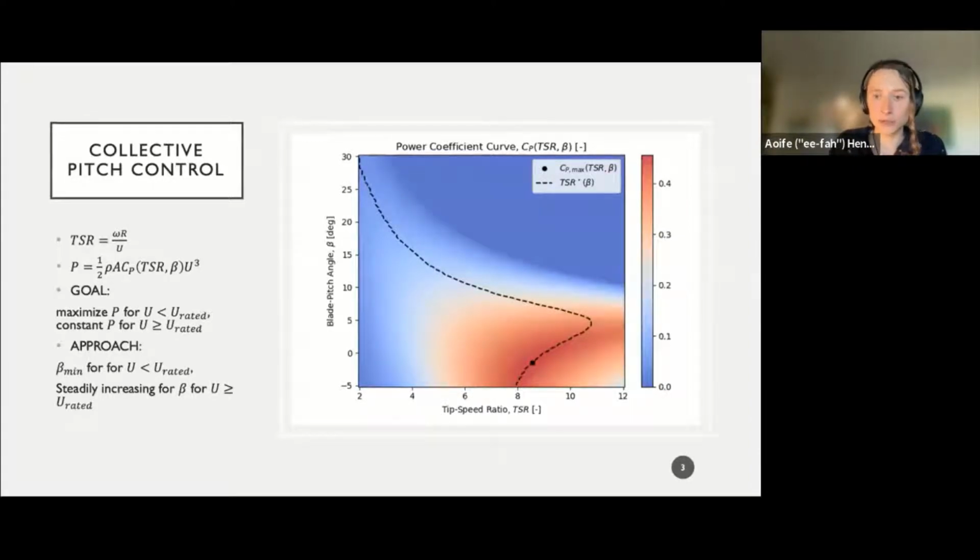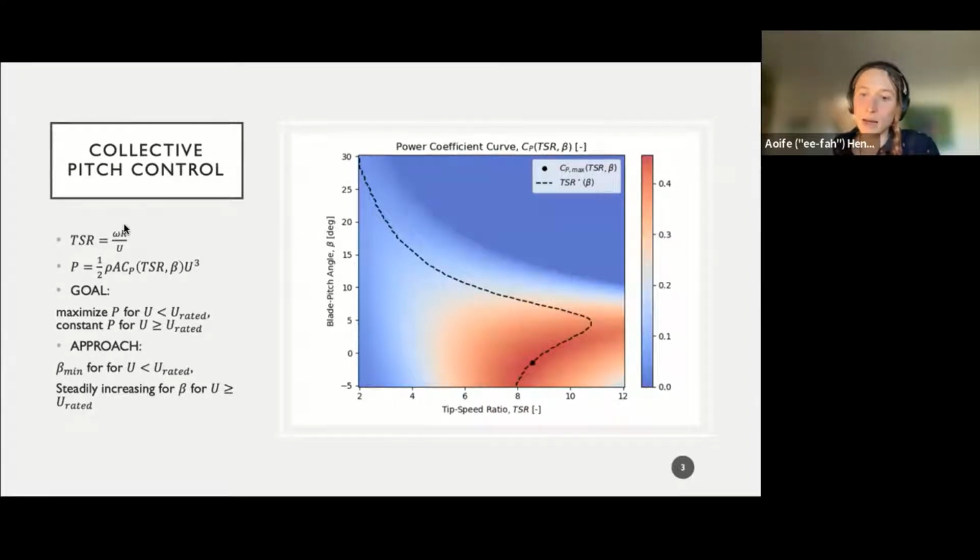One is collective pitch control, which involves providing all three blades with identical blade pitch commands, and it's used to track a given rotor rotational speed. So ideally, we want to maximize the power that a wind turbine harvests for a given wind speed below rated wind speed and hold it constant above rated wind speed. And we do this by increasing the blade pitch from its minimum value below rated to track the optimal tip speed ratio, which is the ratio between the speed at which the blade tip is moving and the wind speed.